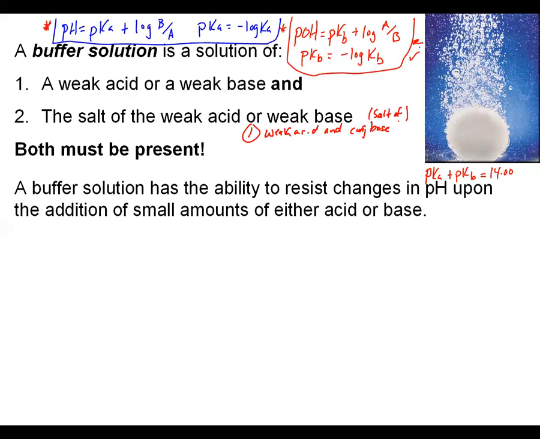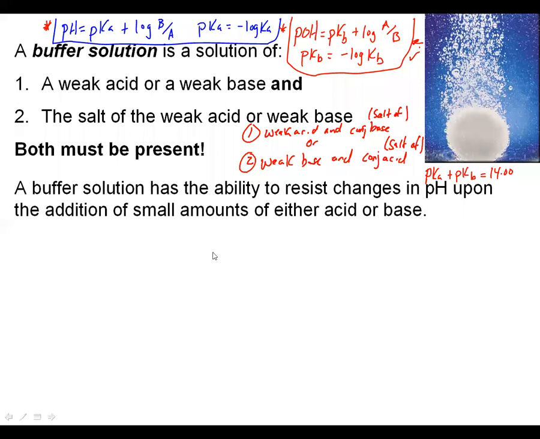Or you can have the opposite sort of thing. You can have a weak base and its conjugate acid, or the salt of its conjugate acid. Same deal. They probably just put something there to balance out the charge, which is what makes it a salt. The salt, again, is just an ionic compound, like we saw before.